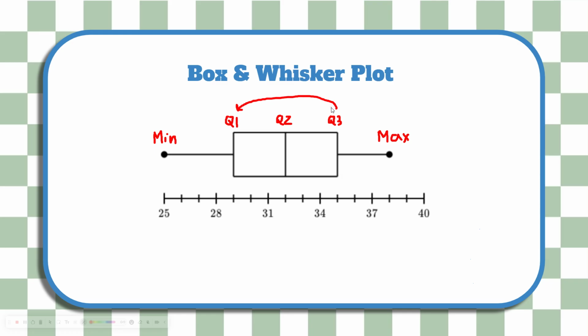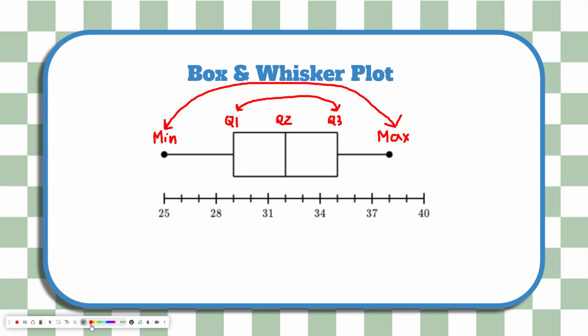If you were trying to find the IQR of your data set, you're just doing Q3 minus Q1. So that's basically just the length of the box. So you would do 35 minus 29, which would be 6 for the IQR. If it asked you for the entire range, that would be the minimum subtracted from the maximum. So that would be 38 minus 25, 13.